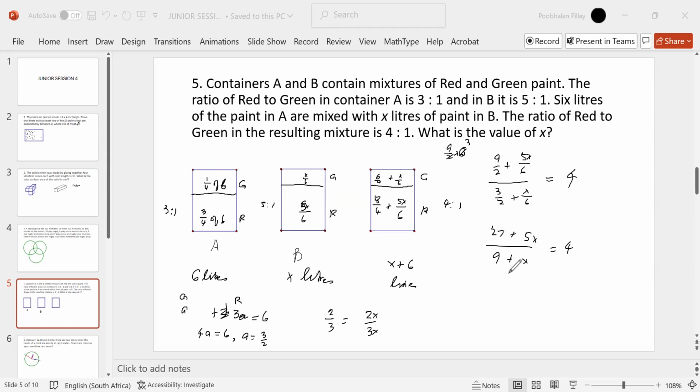Right. Now this is very much easier to understand. I can make this 4 over 1, and then you cross multiply. 27 plus 5x times 1 doesn't change. It's 4 times 9. 4 into 9 plus x, so that is 36 plus 4x. So now we're coming nearer to our solution. Now that's the kind of thing you'll recognize. Bring all the x's to one side.